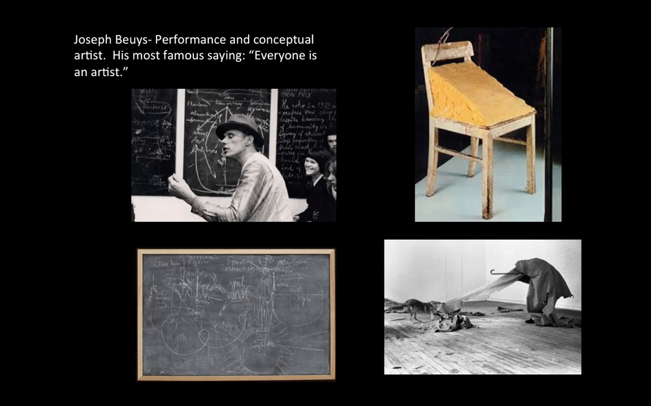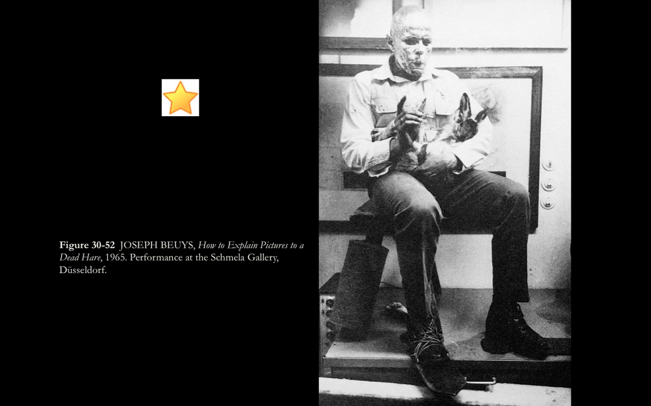He locked himself in a room with a cane, a top hat, and a blanket, and a wild coyote, and videoed their interactions as a metaphor for the colonization of America. In this performance, called "How to Explain Pictures to a Dead Hare," Joseph Beuys covered his face with honey and gold and carried this dead hare, which is a large type of rabbit, around a gallery and tried to explain artwork to him, which is of course absurd, but you can see how a performance like this is critical of art as well.